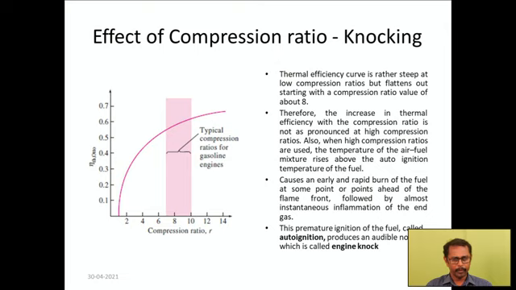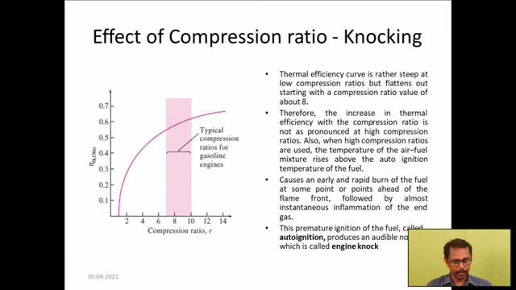And now we would like to see the effect of compression ratio on the efficiency of the Otto cycle. The thermal efficiency curve is rather steep at a low compression ratio, but flattens out starting with a compression ratio value of about 8. From this, the increase in thermal efficiency with the compression ratio is not as pronounced at high compression ratios. Also, when high compression ratios are used, the temperature of the air fuel mixture rises above the auto ignition temperature of the fuel.